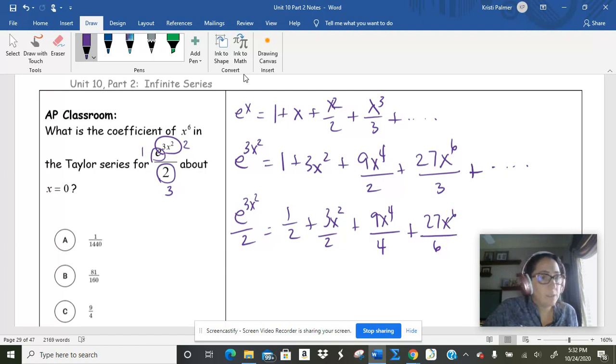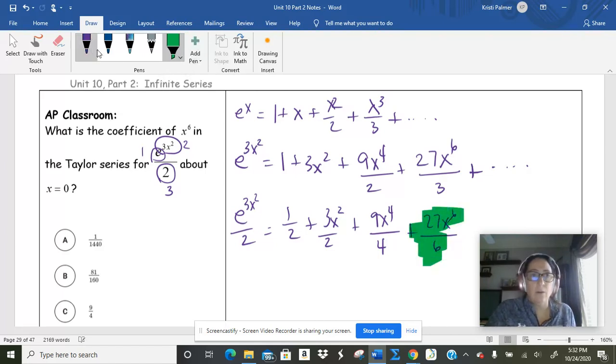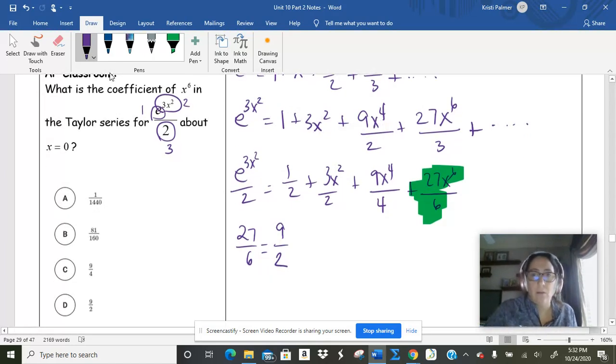And then it just wants me to find the coefficient in this term right here with the x to the 6. So 27 over 6, I can divide through by 3. And I got 9 over 2. Did you guys get that? Okay, see if you got that.